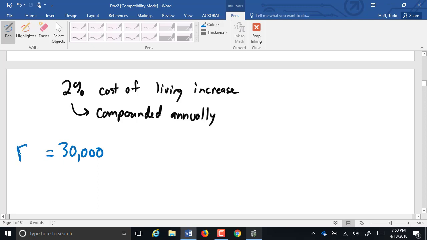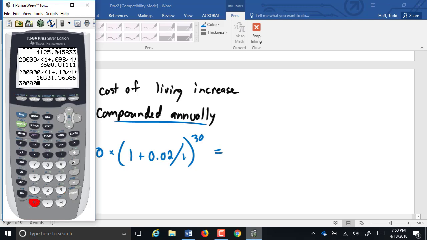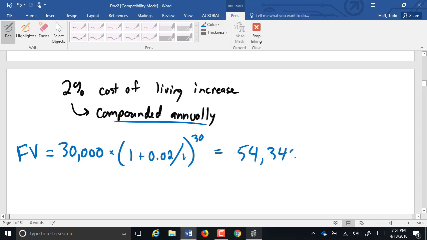So 30,000 a year. This is just a future value calculation. 30,000 times parentheses, 1 plus 0.02, compounded annually, so divided by 1, to the power of 30. That's 30 years. I don't need to put in the divided by 1, but I will. Power of 30. That's 54,340. So a $30,000 lifestyle right now is going to be a $54,000 lifestyle in 30 years. Basically, figure it'll close to double. Your cost of living will close to double in 30 years.